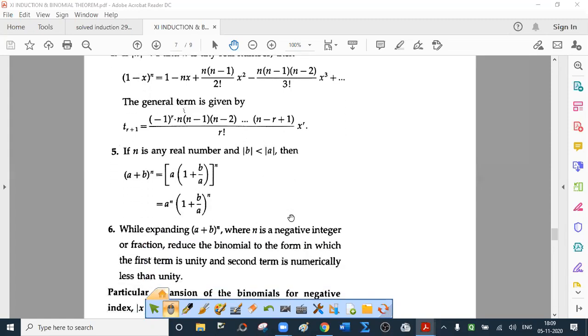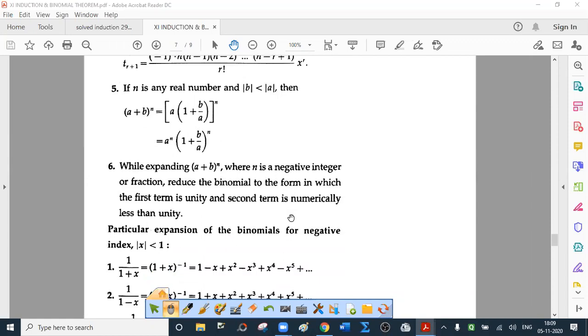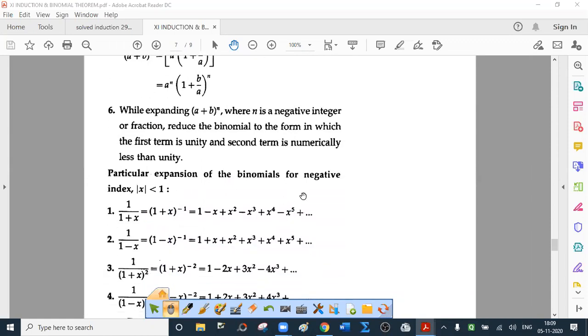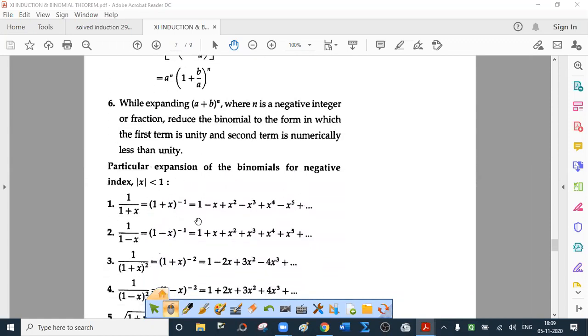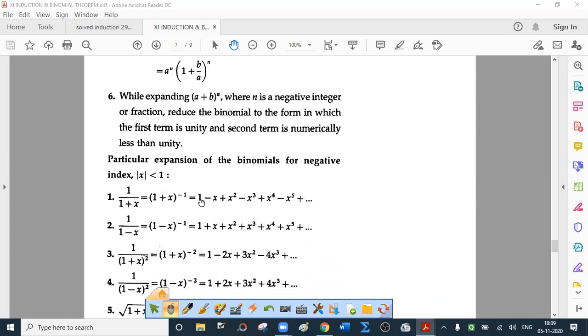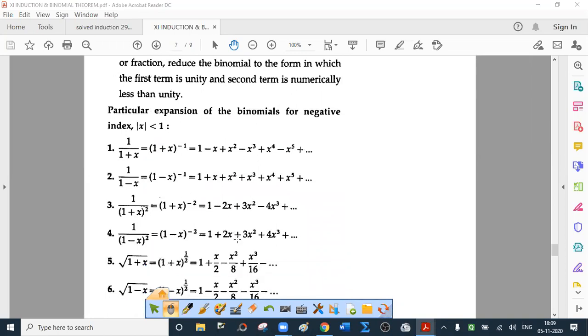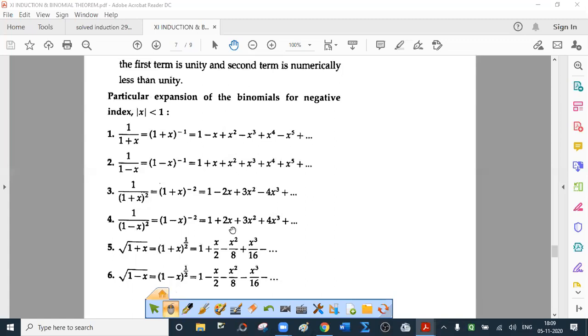Yes. So these are the points which you should know. Then particular expansion, you need not remember this, because if you know 1 plus x raised to n, then you can find 1 upon 1 plus x by writing it as 1 plus x raised to minus 1 and so on. So these are the 6 series. I repeat, you are not supposed to remember this. This can be obtained easily. For example, root of 1 minus x is 1 minus x raised to half.